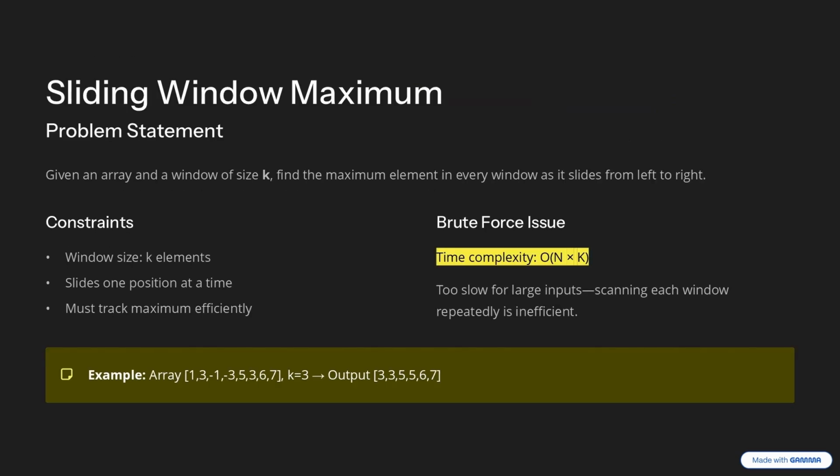Sliding window maximum problem. Given an array and window size k, find the maximum element in every contiguous window. Brute force checks each window and is too slow. We need something better.